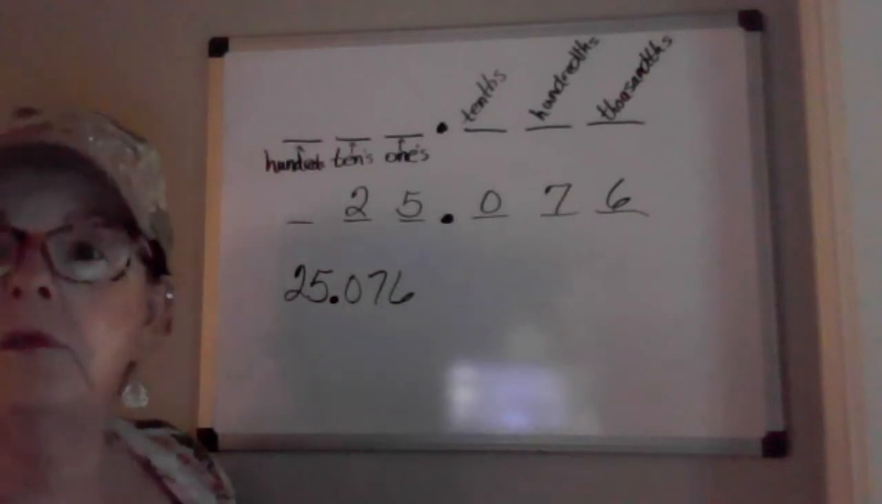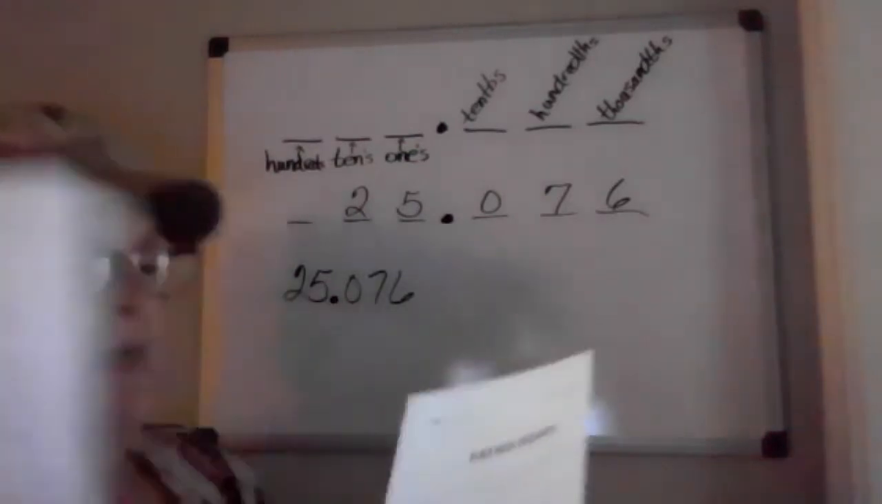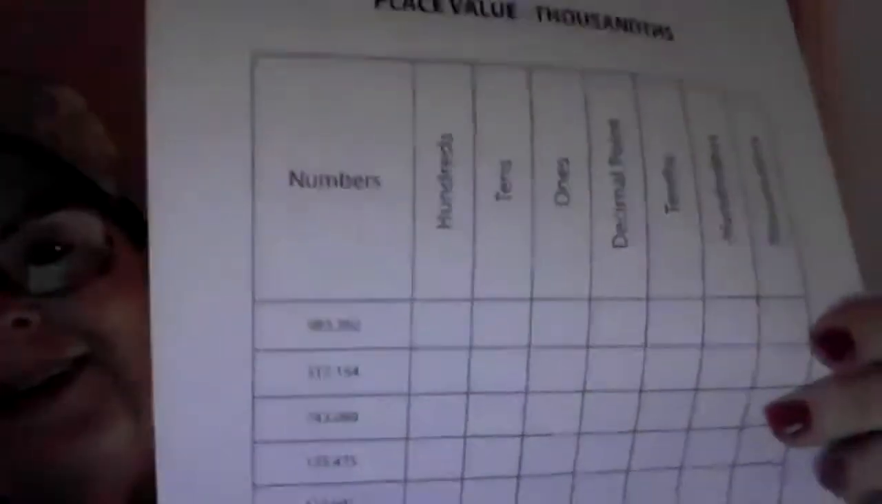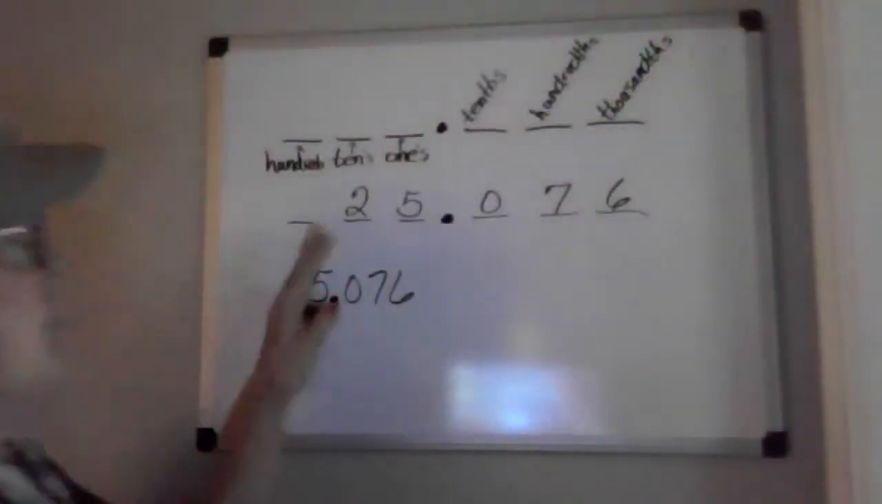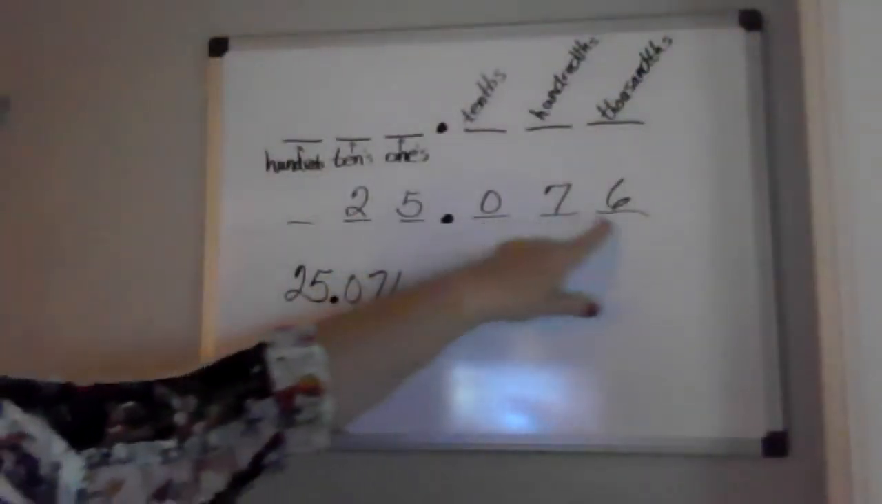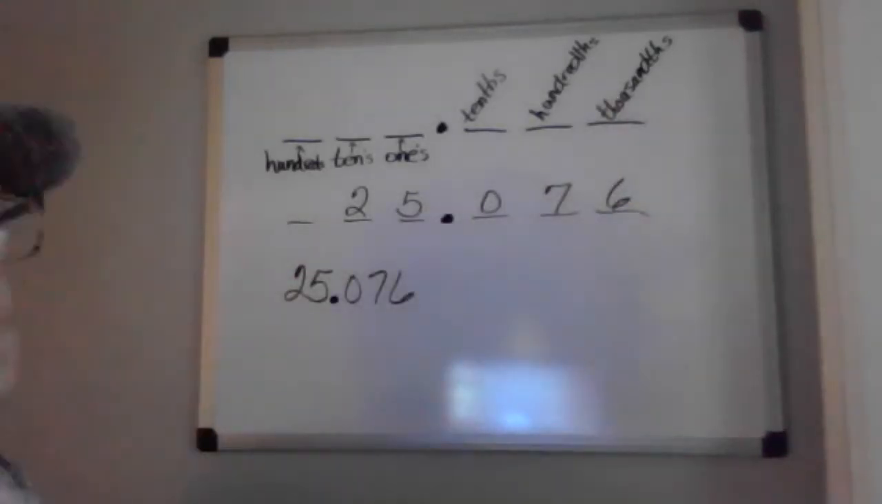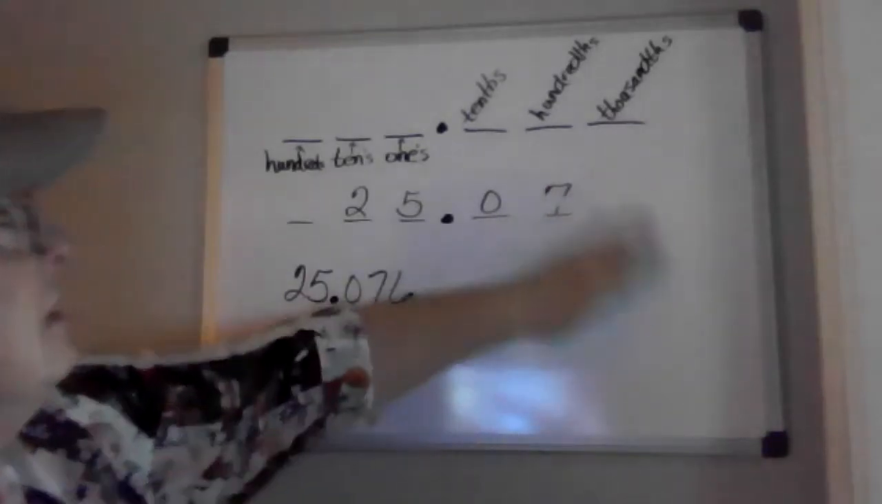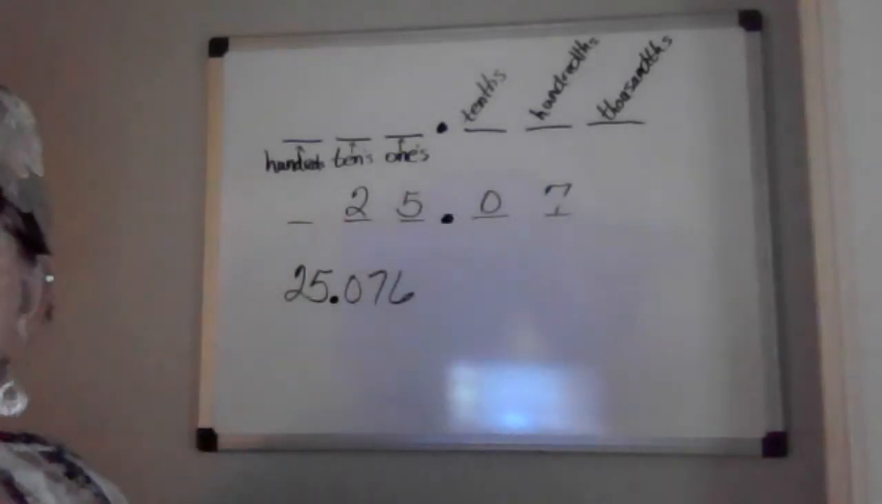Y'all see? Okay. And there are two sheets that you really should fill out, both of them. Let me get them up here. There's another one. And here's one. Please, as you fill those out, read them to yourself: 25 and 76, and use the word that's in the last place, thousandths. This one would be read as 25 and 7 hundredths. Everybody good?